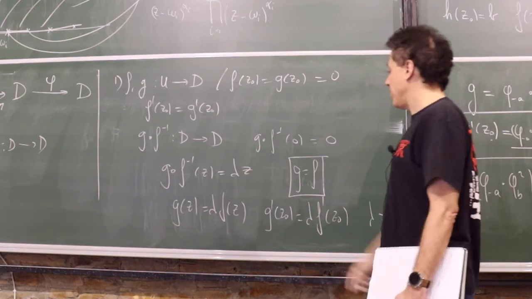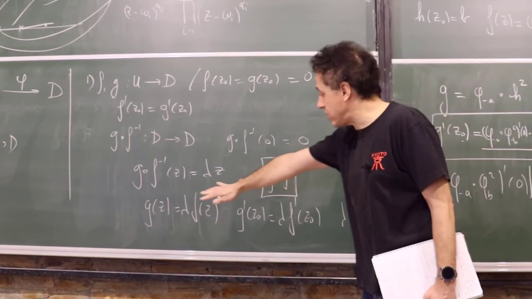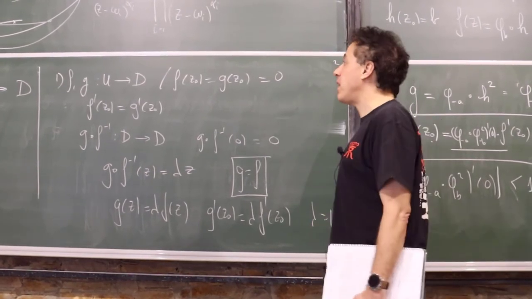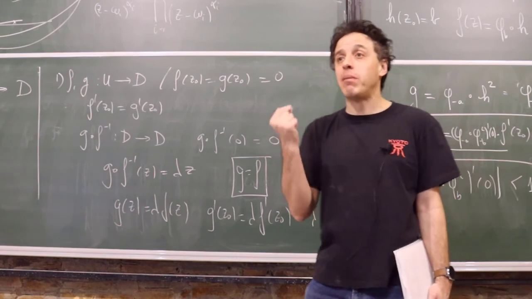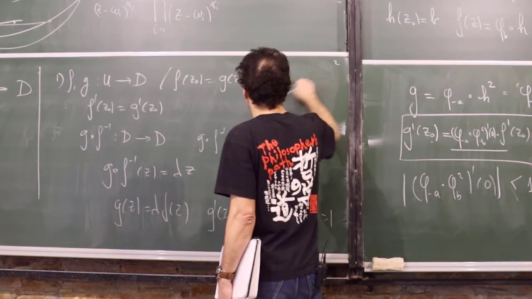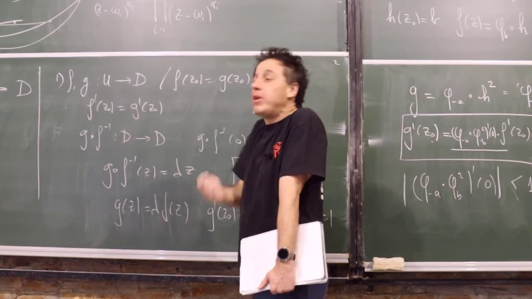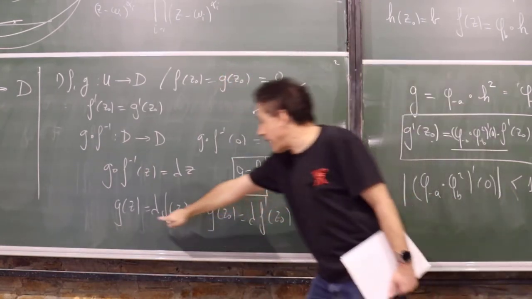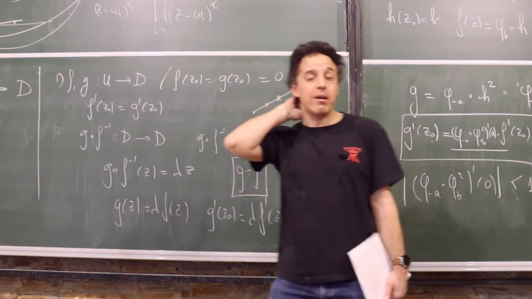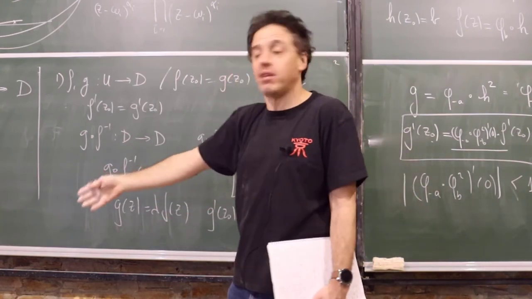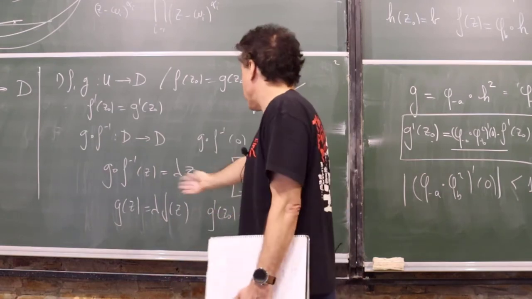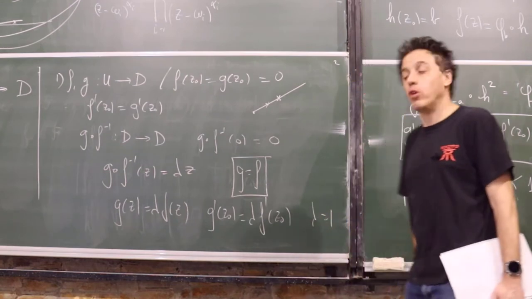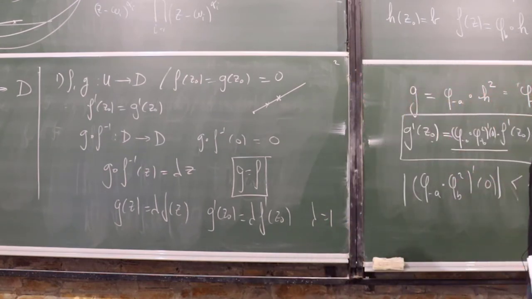In fact, in this last computation you don't even need the derivatives to agree. Even if you only know that the derivatives have the same argument, that is, they are in the same half line from the origin, it is enough. As lambda is a complex number of modulus 1, and the argument is the same, lambda must necessarily be equal to 1. It's the only possibility, so you arrive at the same conclusion.